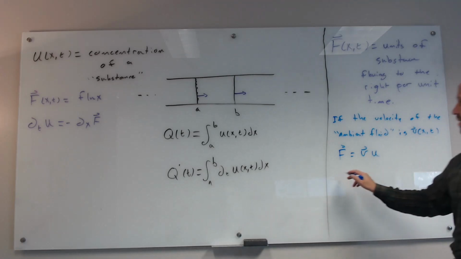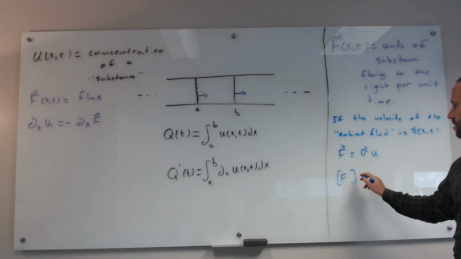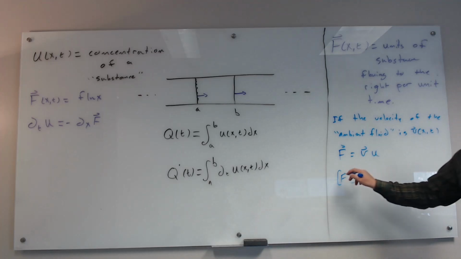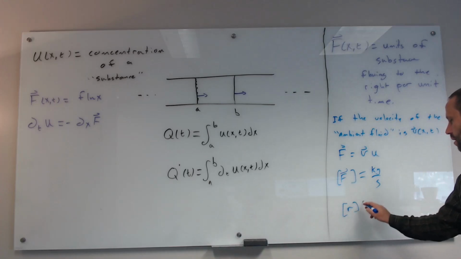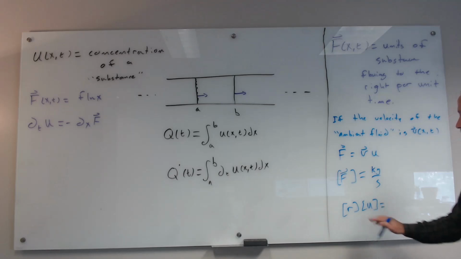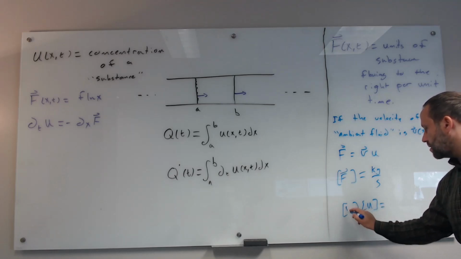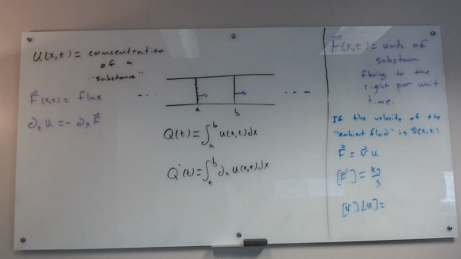Okay, and we can do a little dimensional analysis here just as a sanity check. The dimensions of f are going to be kilograms per second. The dimensions of v times u: the dimensions of v are meters per second, and the dimensions of u are kilograms per meter. And so we get kilograms per second, which is what we needed. Okay, so let's plug this in over here.